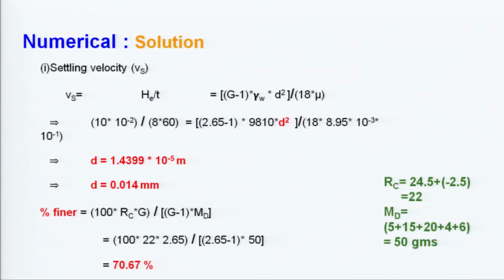So, see here, you already know that the settlement velocity is He by T, which is also given by Stokes law, G minus 1 gamma W into D square by 18 times mu. So, when we put the values here, this is He, that is 10 centimeters, into 10 to the power minus 2, so converted into meters, and then 8 minutes time is given, so we converted into seconds into 60, then G is given to you 2.65, gamma W you know 9810, and then 18 into mu, that was given to be 8.95 into 10 to the minus 3 into 10 to the power minus 1, that is given here also.